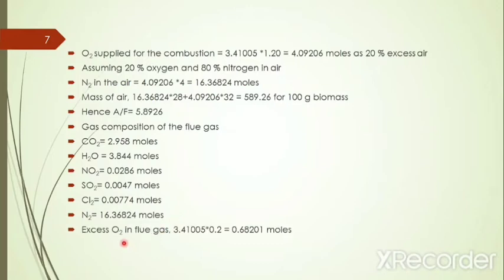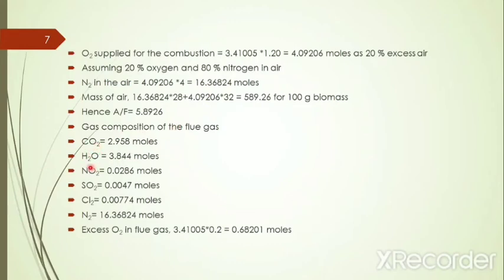So excess oxygen in the flue gas will be this mole of oxygen, that is 3.41005 into 0.2. That you have to take care: here it is not 1.2, it is 0.2, because we are calculating the flue gas combustion. So in the flue gas, that excess oxygen will be present as such. The remaining oxygen is consumed by the biomass for converting it to product. So this will be 0.68201 moles. So all these things will be present in flue gas.